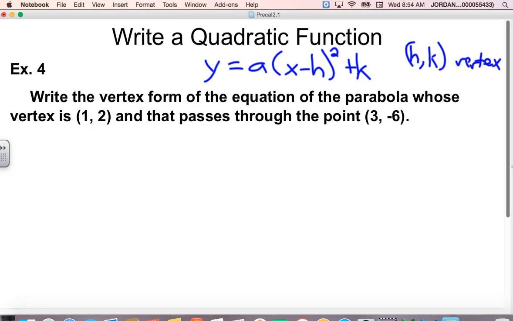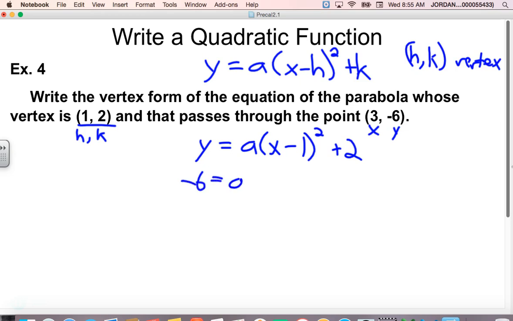So if we know our vertex is 1, 2, that is our h and k. So we're going to plug those in to that formula right there. So we say y equals a times x minus h, so minus 1 squared, plus k, so plus 2. Now the problem is we need to figure out what a is. We're good with everything else except a's got to be some kind of number. So we're going to use this other point, plug those in for x and y, and then we can solve for a. So to plug in, y is negative 6 equals, a is still a variable because we're trying to solve for it, x is 3.